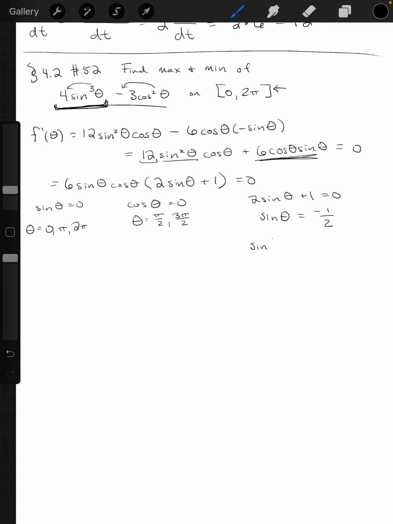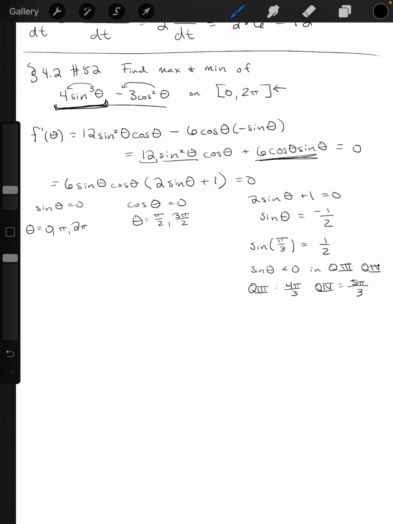Otherwise, we need to remember that sine of pi over 3 equals positive 1/2. And sine theta is less than 0 in Q3 and Q4. So we need to take pi over 3 and move it to its reference angles in quadrant 3 and quadrant 4. So quadrant 3 gets us 4 pi over 3. Quadrant 4 gets us 5 pi over 3.